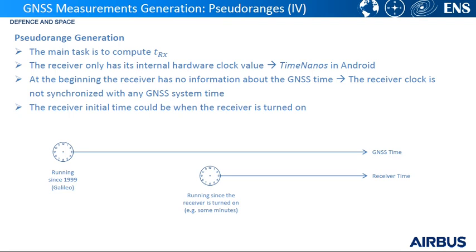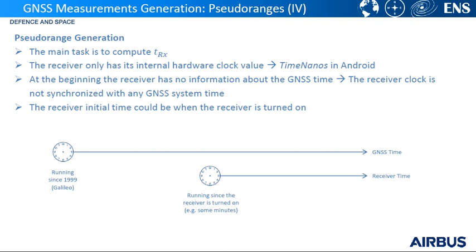TTX is directly provided by Android, so the main task is to compute TRX. The receiver only has its internal hardware clock value, which is time nanos in Android. At the beginning, the receiver has no information about the GNSS time. In other words, the receiver clock is not synchronized with any GNSS system time. The receiver initial time could be when the receiver is turned on.